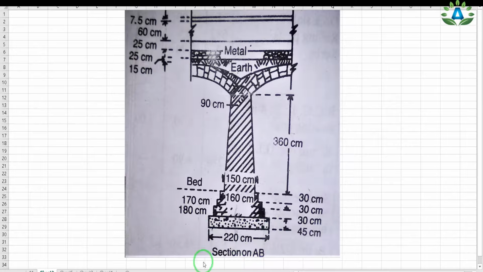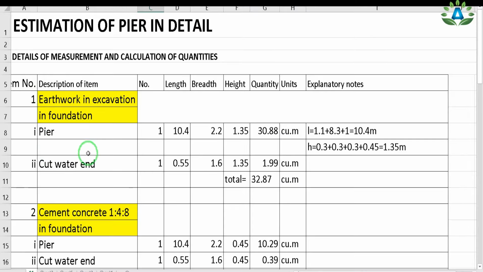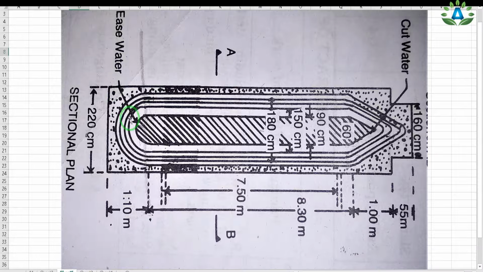And we have this section on AB, and we know that while calculating the excavation height, we have to do the excavation up to the bed level. So we have to do the excavation of this whole portion. And here we can see that we have to do the excavation of this rectangular portion and this small rectangular portion up to the bed level. So since the length and breadth of these two rectangles are different, we are going to do it in two different topics. That means we are going to consider this big rectangle as a pier and this small rectangular portion as the cutwater end portion. So we have written these two topics, and here we can see that this pier portion is only 1 in number. That means this rectangular portion.